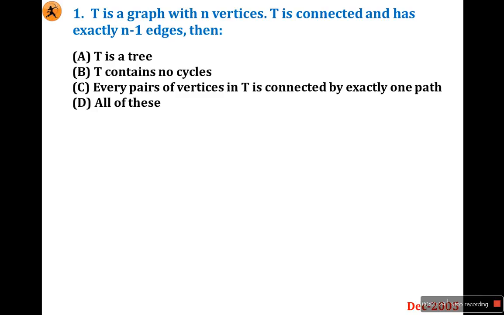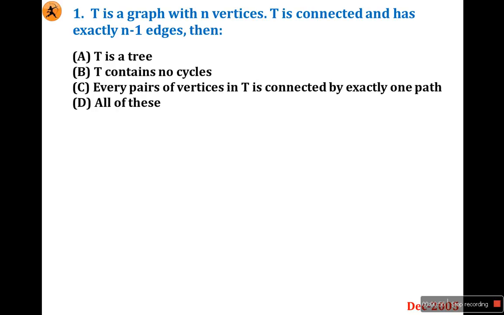T is a graph with n vertices. T is connected and has exactly n minus 1 edges. If you know the definition of a tree, you can answer this straightforward question easily. Look at the options: T is a tree; T contains no cycle; every pair of vertices in T is connected by exactly one path.